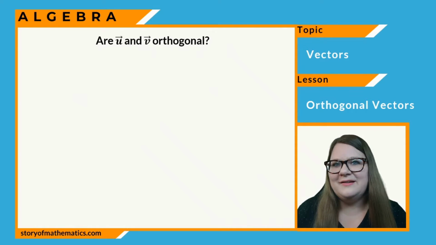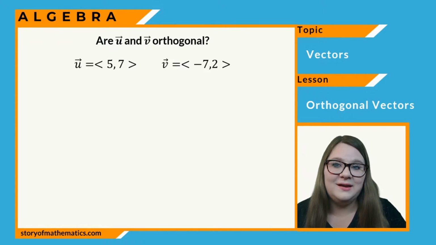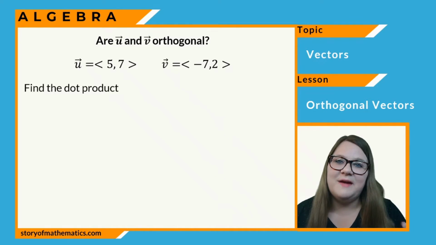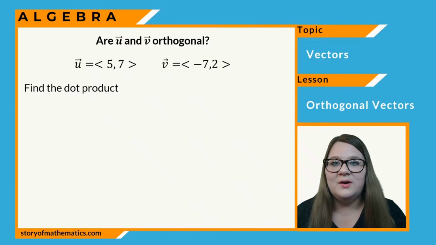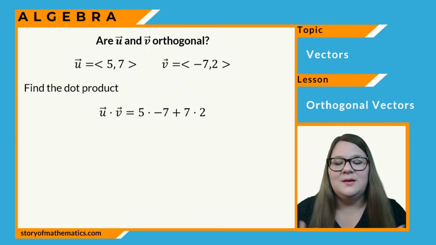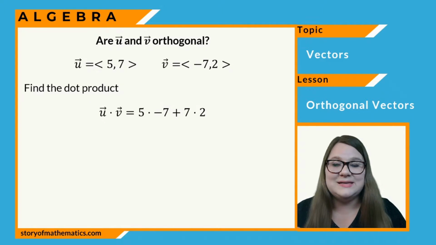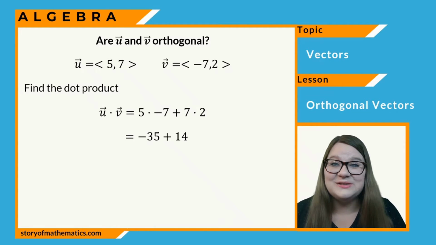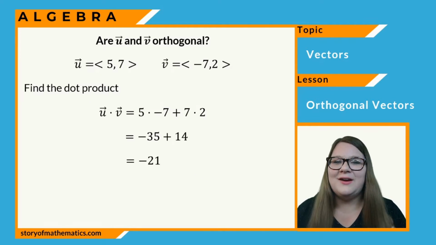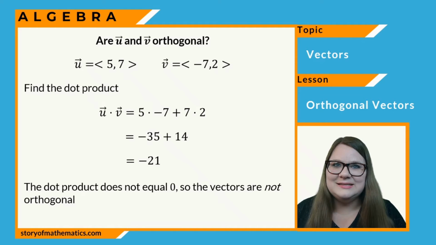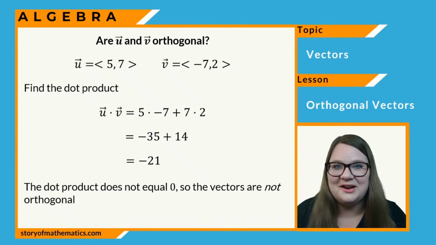Let's see if we can figure out if u equals (5, 7) and v equals (-7, 2) are orthogonal vectors. We're going to start by finding the dot product. So we're going to do 5 times -7, first component by first component, plus the second component times the second component, which is 7 times 2. When I simplify this, I get -35 plus 14. And when I add those together, I get -21. So the dot product here did not equal 0, so the vectors are not orthogonal. They don't make a right angle with one another.